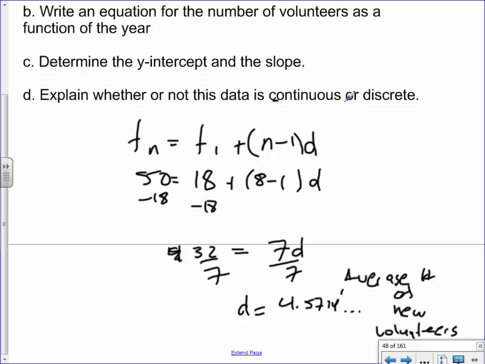Which I think comes back to talking about continuous or discrete. Even though we're going to use decimal numbers, this probably should be discrete data, right? Because you can't actually have half a person. So even though we're going to use decimal numbers when we write some of these things out here, that's not really appropriate.